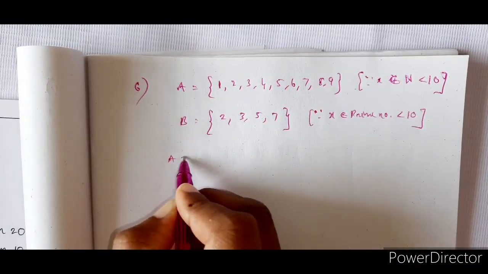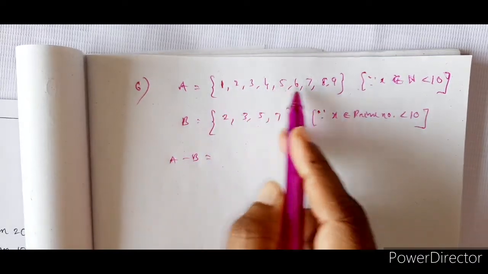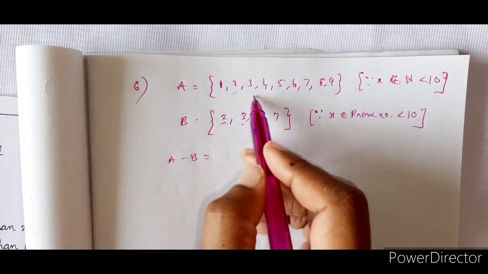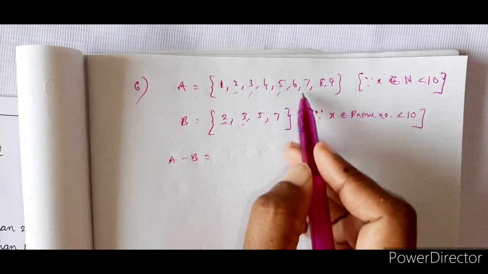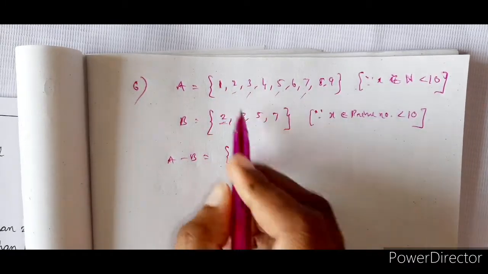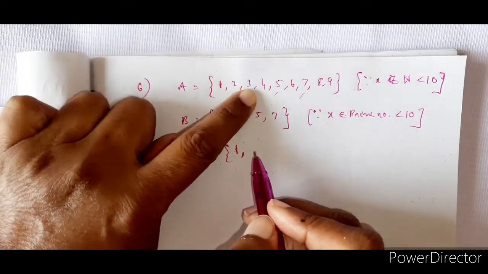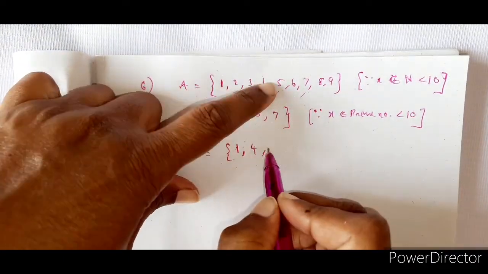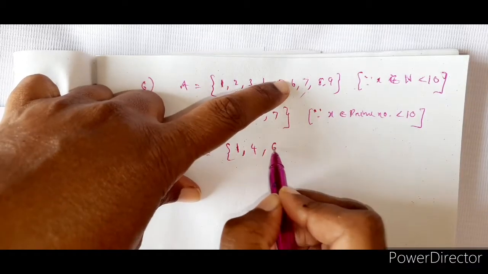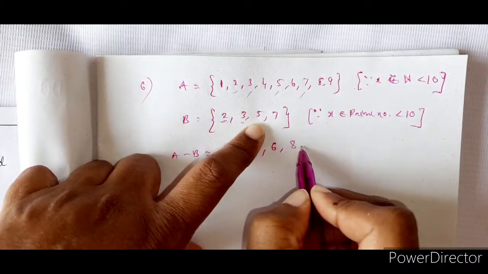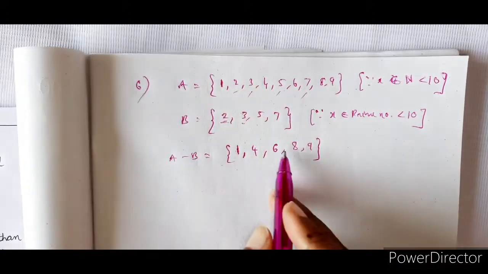Now find out A minus B. So from A you have to eliminate those of B. So 2, 3. That means 2 has to be eliminated, 3 has to be eliminated, 5 and 7. So we are left with A without elements of B. 1, 2 should not be there. 4 can be there. 5 should not be there. 6 can be there. 7 should not be there because it is there in B. 8, 9. So this is A minus B.